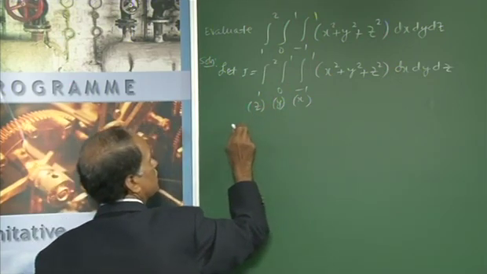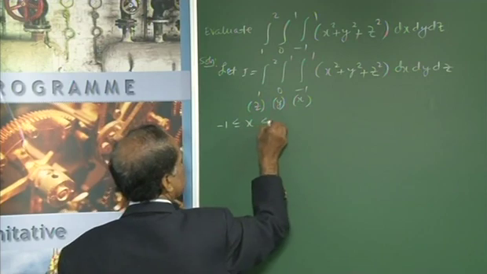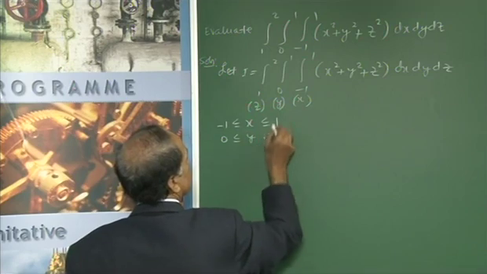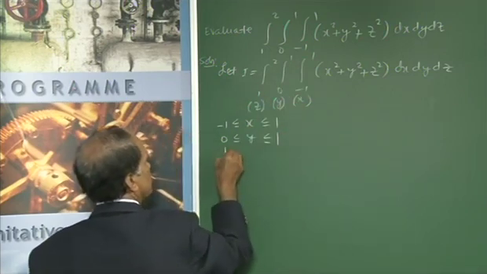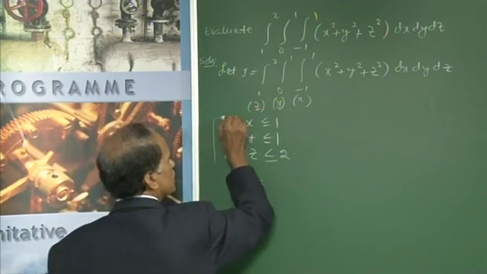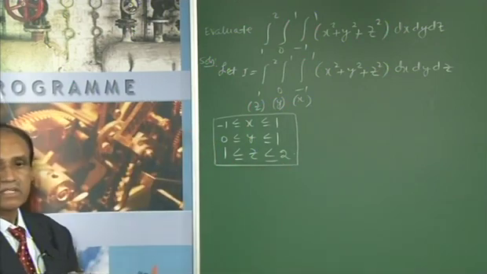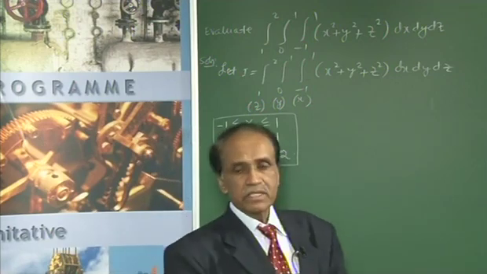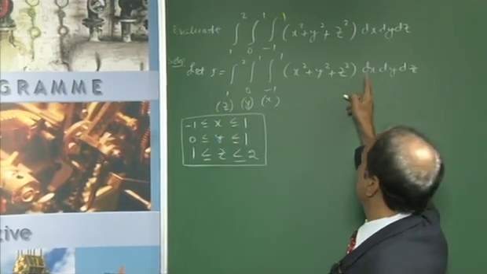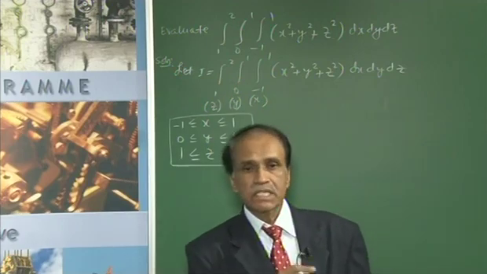If you start with the innermost integral, then minus 1 less than or equal to x less than or equal to plus 1, 0 less than or equal to y less than or equal to plus 1, and 1 less than or equal to z less than or equal to plus 2. This is an alternate way of representing the limits for the given integral. That means the solution of this problem will be taken according to the order dx first, then dy next, then dz as the third integral.